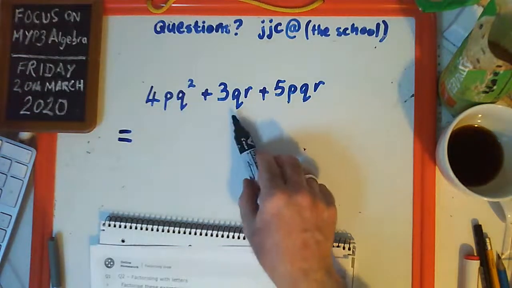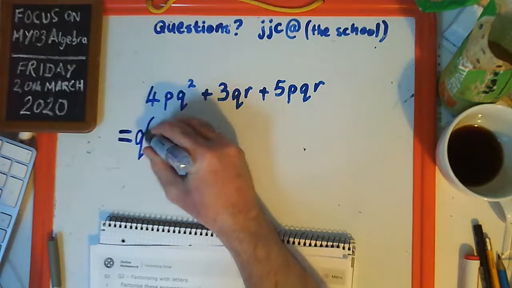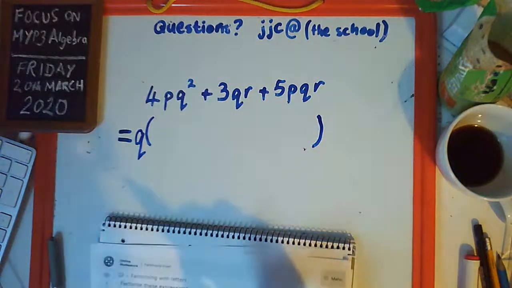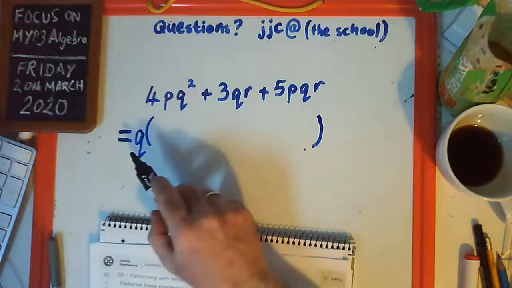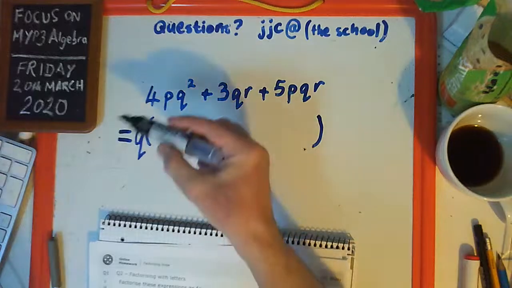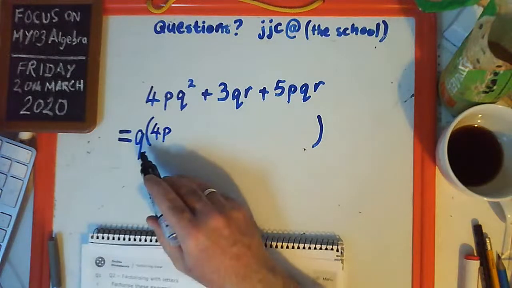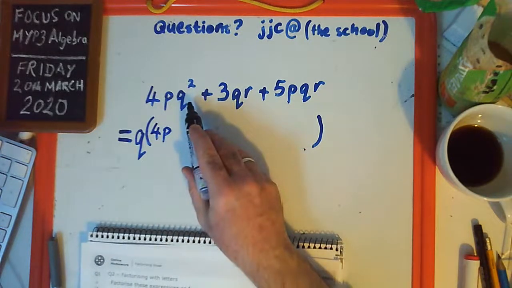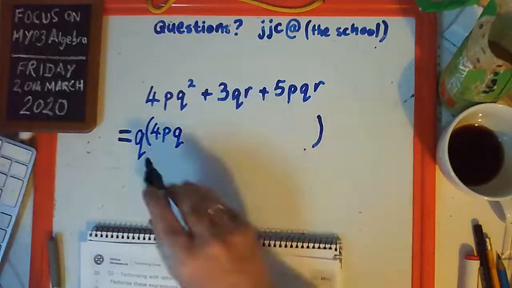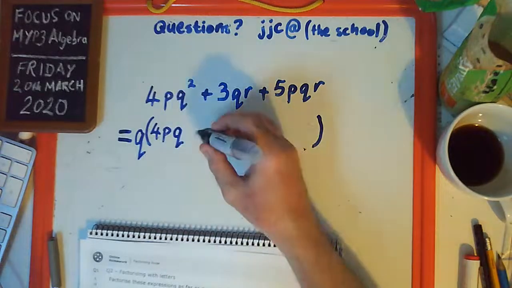But all of these have got at least one Q term in them. So I can take a Q outside the brackets and then say Q times what gives me the term I started with. So Q times what inside the brackets will give me 4PQ squared. So I'm certainly going to have to multiply it by the 4 and the P. And then I want a Q squared there. I've got a Q, so I'm going to have to multiply it by another Q to get Q squared. So 4PQ times another Q gives me 4PQ squared.